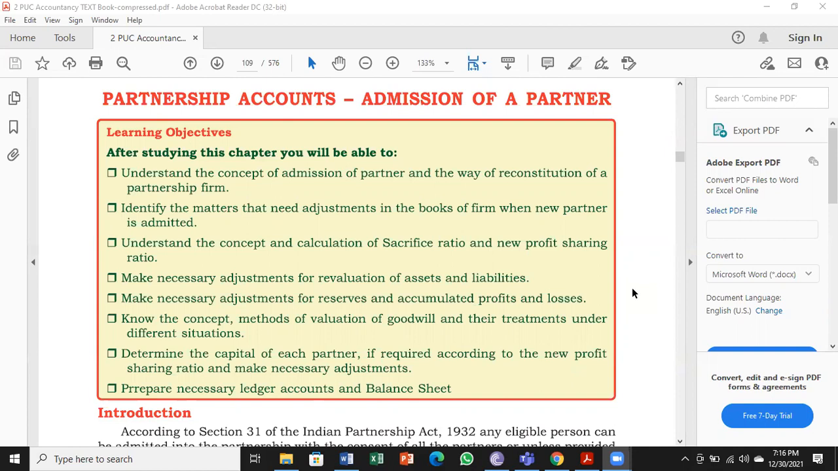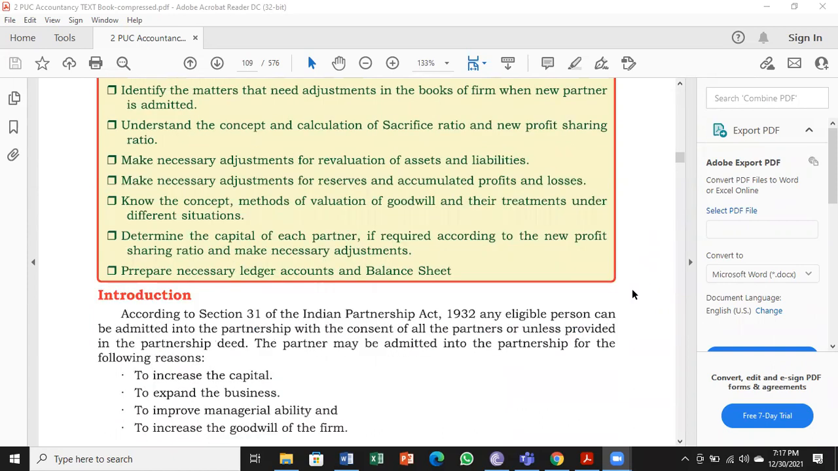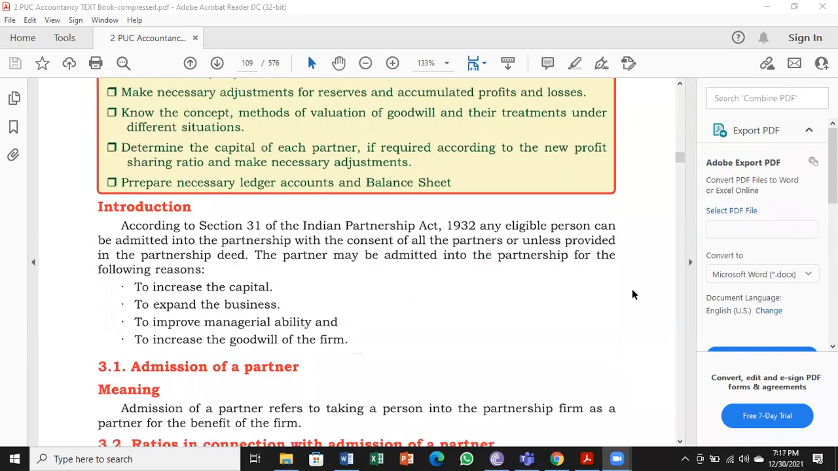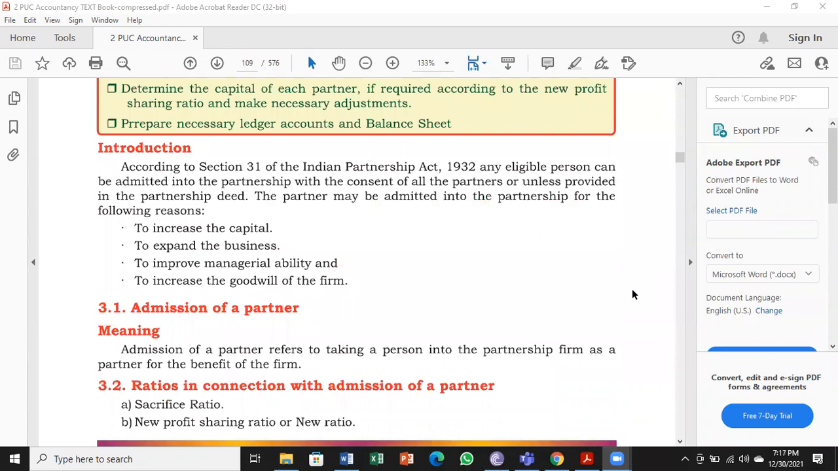connected to revaluation account, connected to adjustment of reserves and accumulated profits and losses, how to treat the goodwill under different situations, and how much capital to be brought in by the new partner and to be adjusted according to the new profit sharing ratio, and what are the various accounts to be prepared under the situation of admission of a partner. So let me just give a brief about what is admission of a partner.